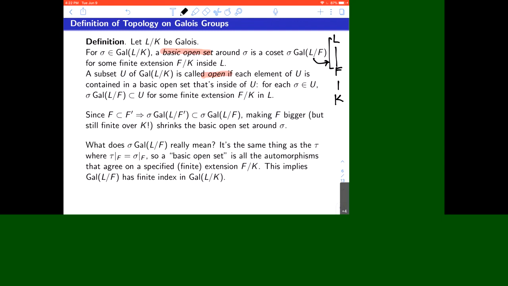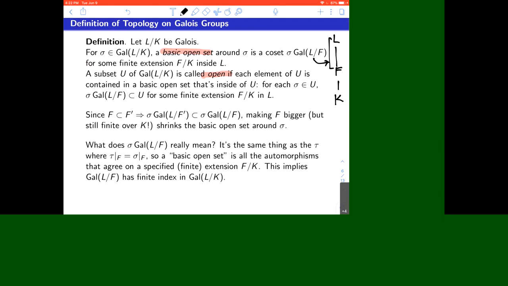First of all, if you increase the field, if you go from F to a larger finite extension, well, it could be any extension, but if we're just talking about finite ones, you cut down on the subgroup. Because if you fix F prime, you fix F. So when you go to a bigger field, F prime, the automorphisms that fix F prime are fewer. That's less stuff, and so the coset shrinks. This is the idea that as you impose a fixed condition on a bigger finite extension, you cut things down. So making F larger makes the basic open set defined by F smaller.